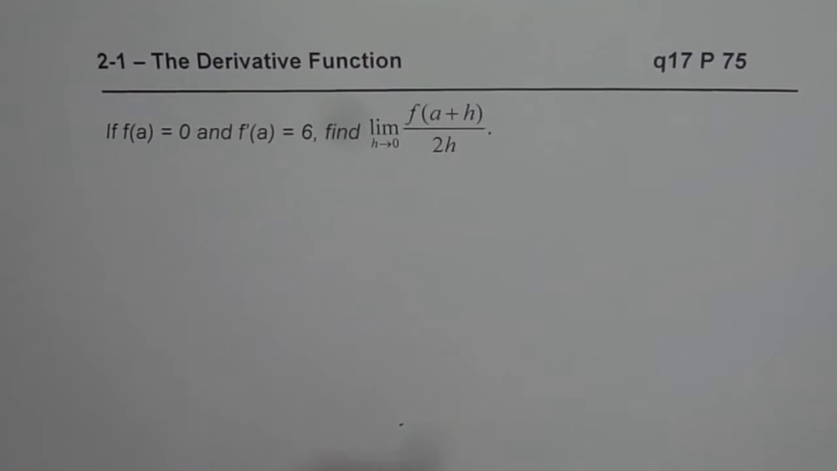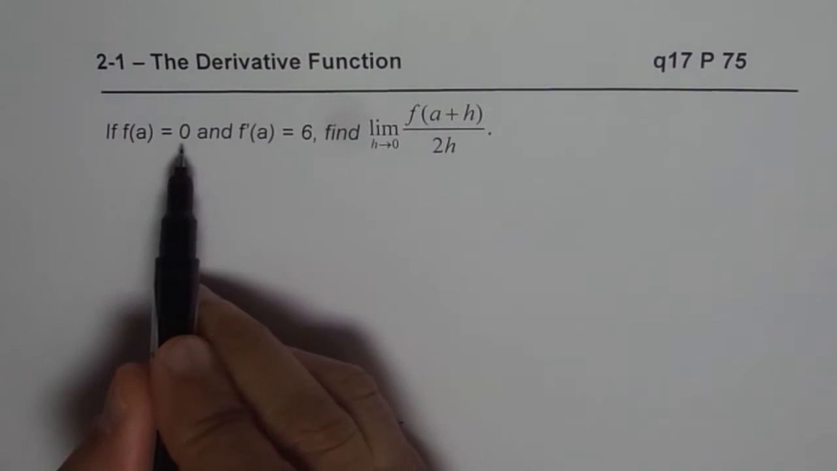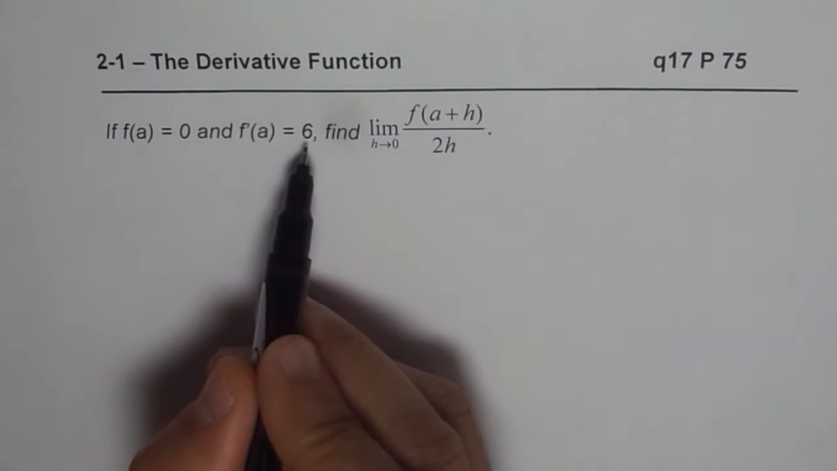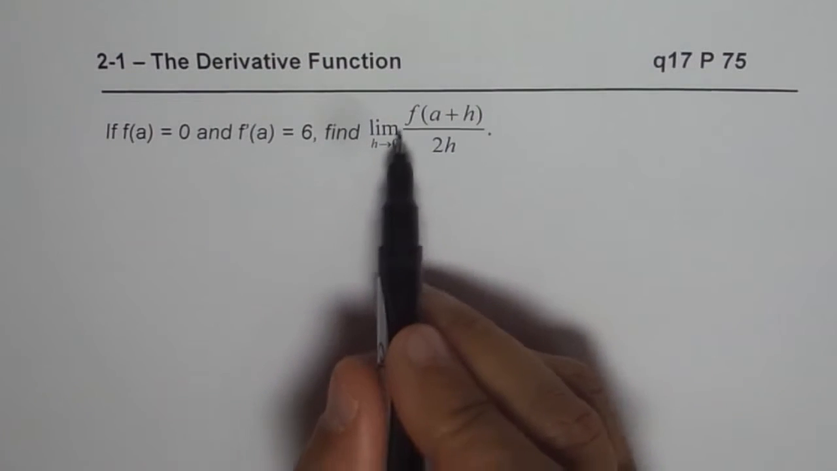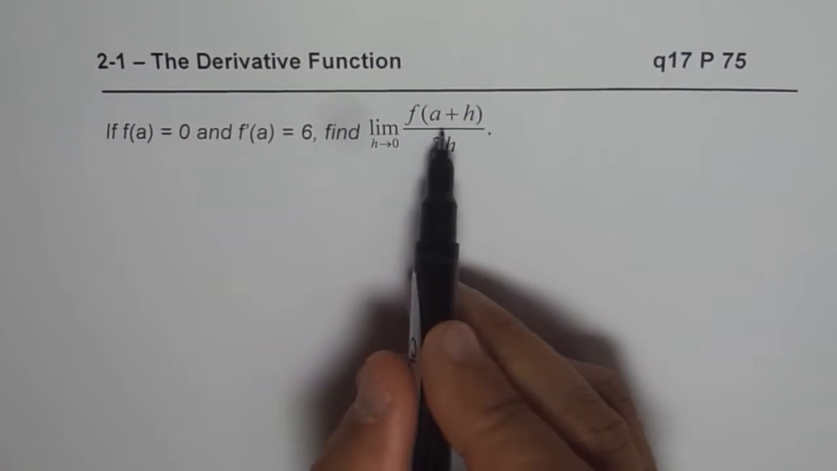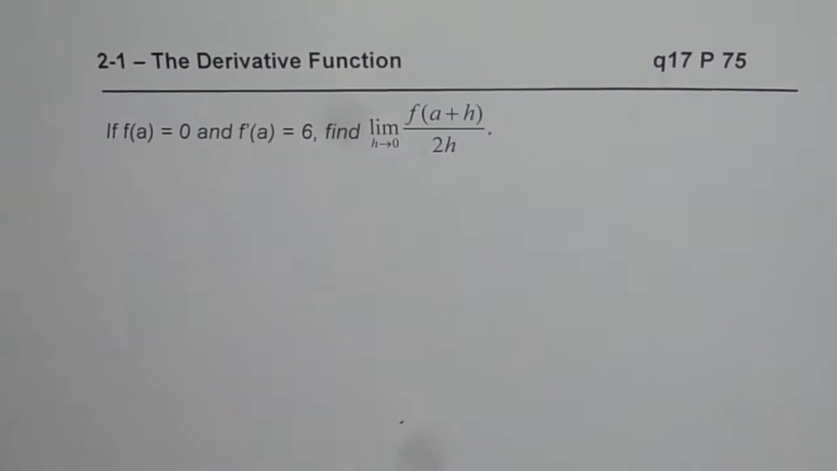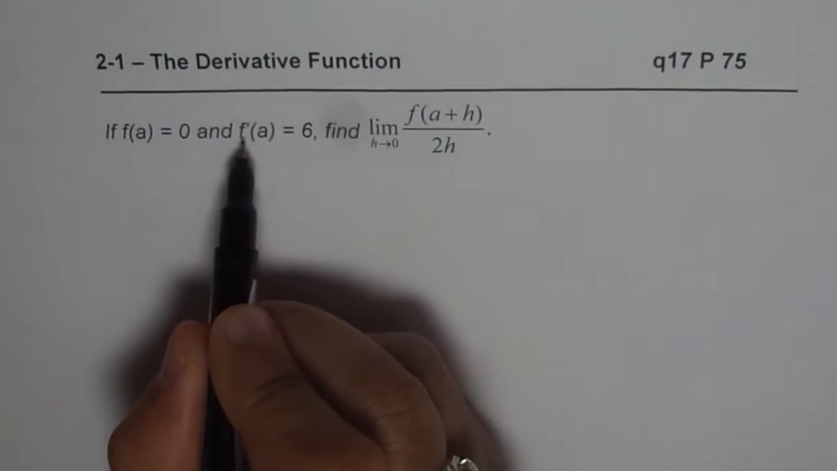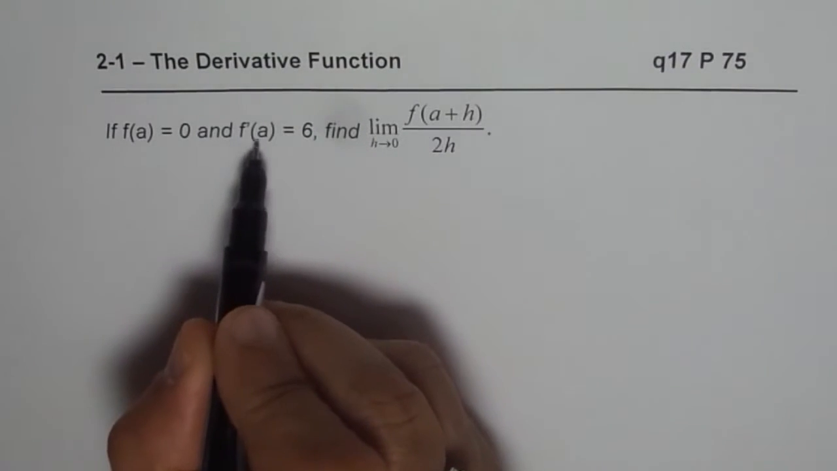So the question here is, if f(a) equals 0 and f'(a) equals 6, find the limit as h approaches 0 of f(a + h) divided by 2h. So that is the question. Some of you can pause the video, answer the question, and then look into my suggestion. We'll actually go with the derivative of the function f'(a).